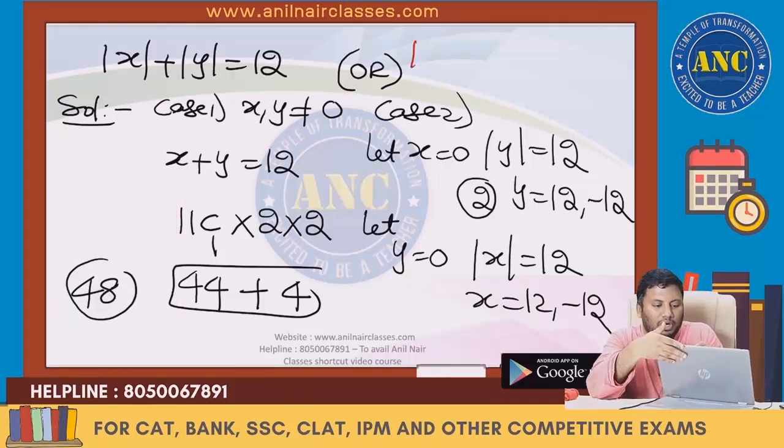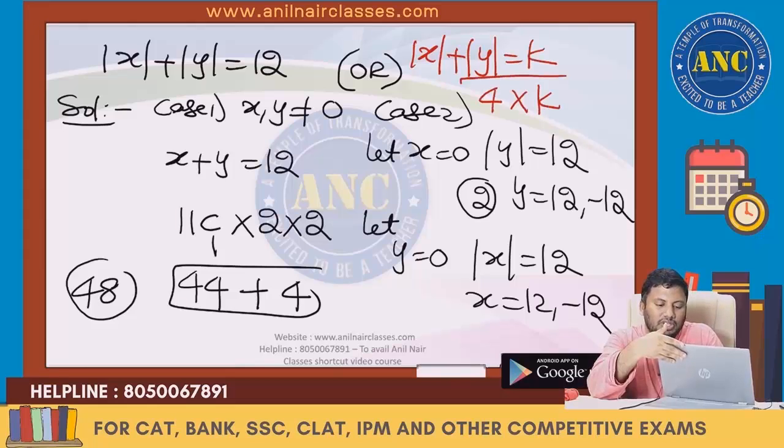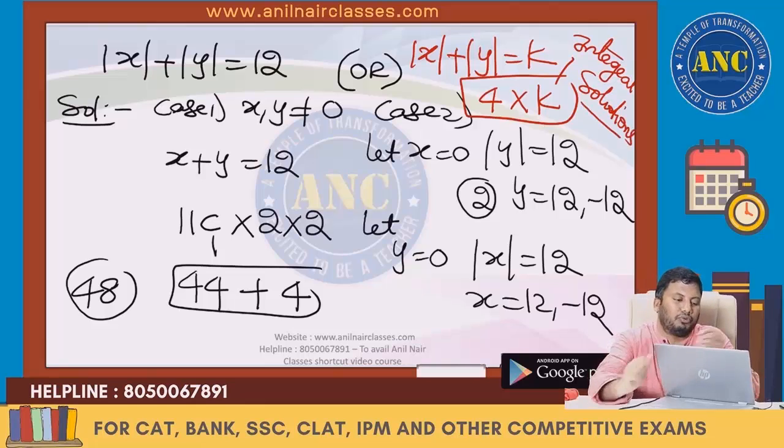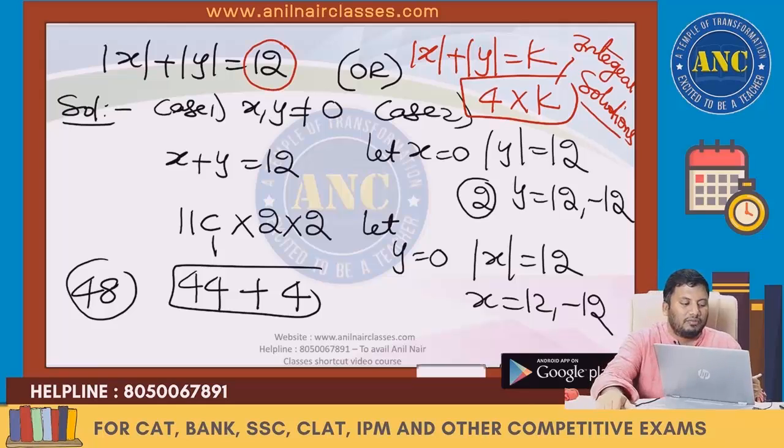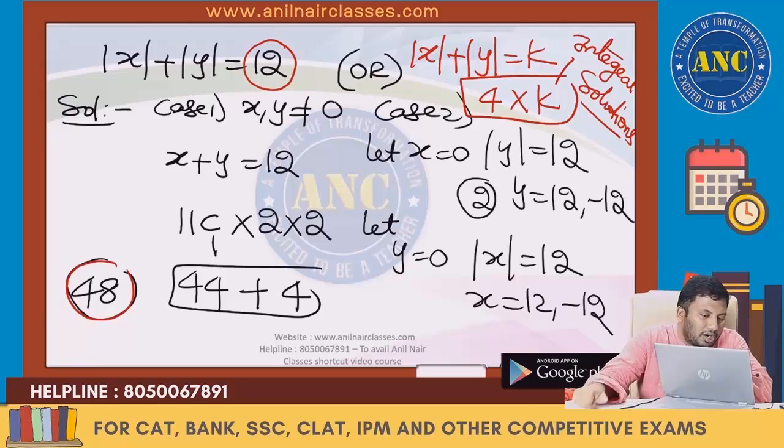You don't have to do anything else, sir. Simple, straightforward. I will tell you in modulus: |x| + |y| = k. Number of integral solutions is 4 into k. Directly multiply the right hand side with 4. What is 4 into 12? Which is 48. Directly you will get the answer. For |x| + |y| = k, answer is 4k. 4 into 12 is 48. Directly you can do it.